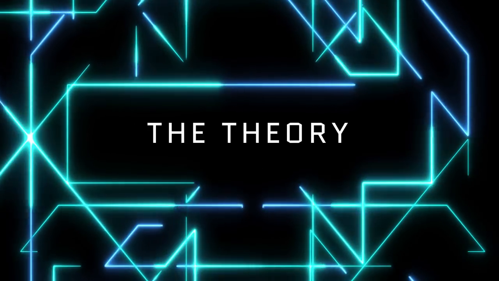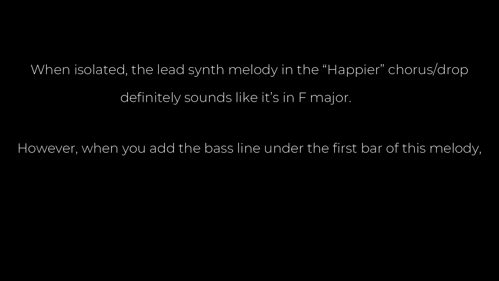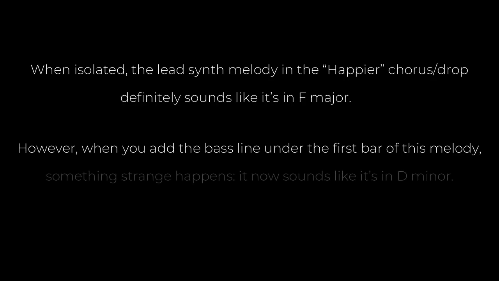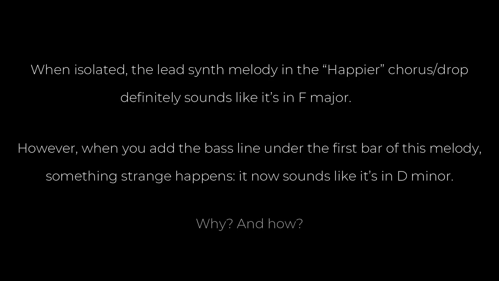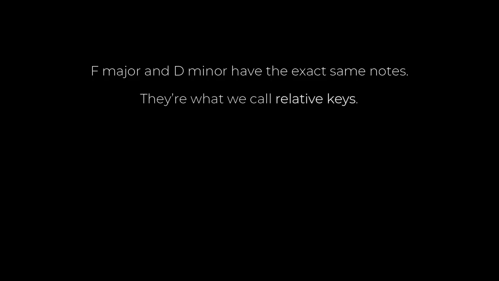The theory. When isolated, the lead synth melody in the Happier chorus definitely sounds like it's in F major. However, when you add the bass line under the first bar of this melody, something strange happens. It now sounds like it's in D minor. Why and how? Well, F major and D minor have the exact same notes. They're what we call relative keys.